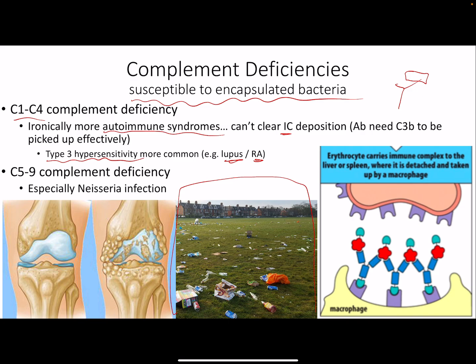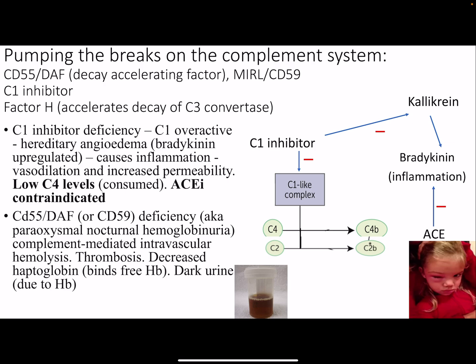Normally, these immune complexes are cleared by macrophages in the spleen. But they can only do that if there's a C3b. Actually, no, I guess C3b would be over here. If a C3b is bound to this, that's the only way that the macrophage can pick this up in the spleen. So without this, the macrophage in the spleen can't clear them, and so they just deposit in the tissues. C5 to C9, this one's random. Just Neisseria infections are really common with C5 to C9.